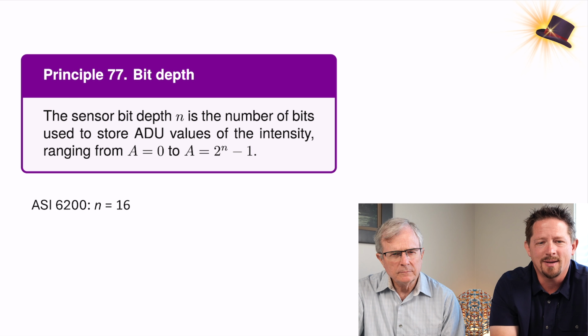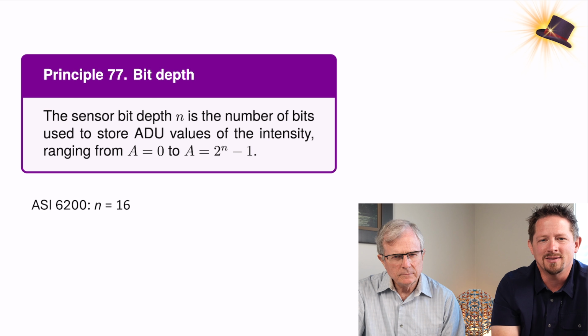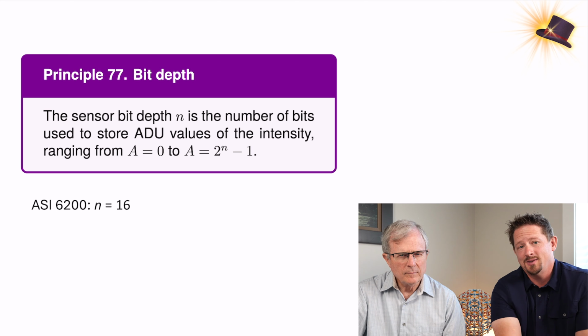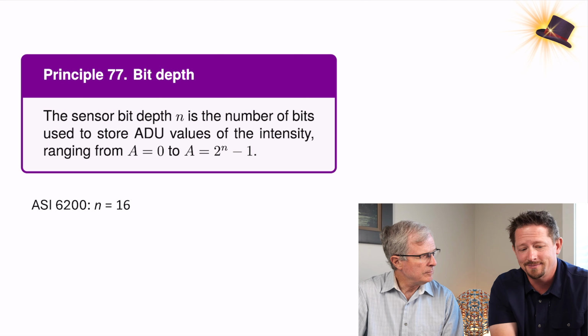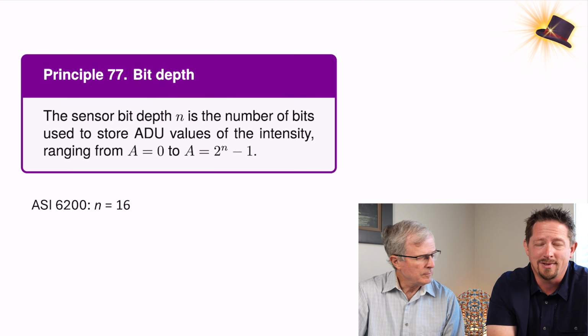Principle 77, bit depth. The sensor bit depth, N, is the number of bits used to store ADU values of the intensity, ranging from A equals 0 to A equals 2 to the N minus 1. This is really important, so we get the fine gradation between intensities of light.